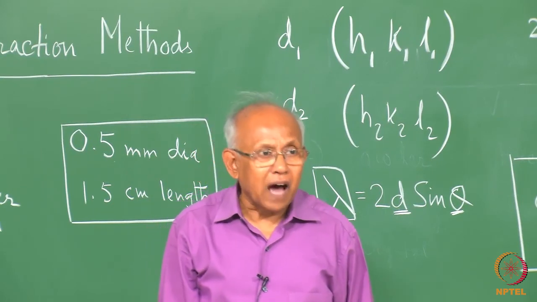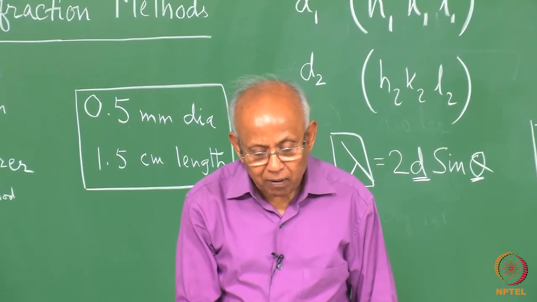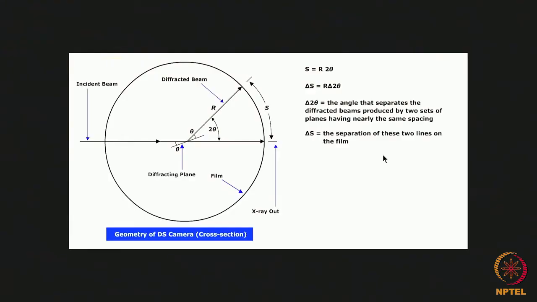Now, we will find out an expression for this quantity, the resolving power of the camera. How do we do it? Say for example, this is the geometry of a Debye-Scherrer camera. This is just a cross section. This is where we have the needle sample perpendicular to the plane of the figure. This is the direction of the incident radiation. This is where the direct radiation goes out. And say this is a diffracting plane making the correct Bragg angle. So, there will be a diffraction along this.